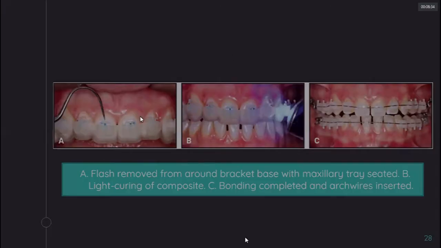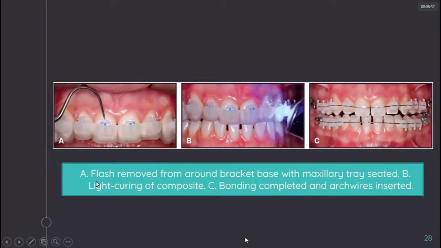While doing the indirect bonding, firstly the tray is inserted into the patient's mouth, and the flaps are removed around the bracket base with the maxillary tray seated. Later, the light curing is done, and at last, bonding is completed with arch wires.